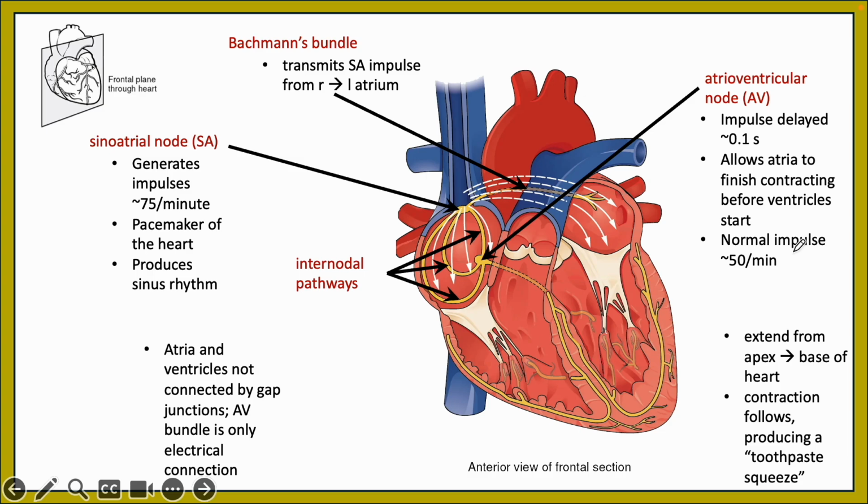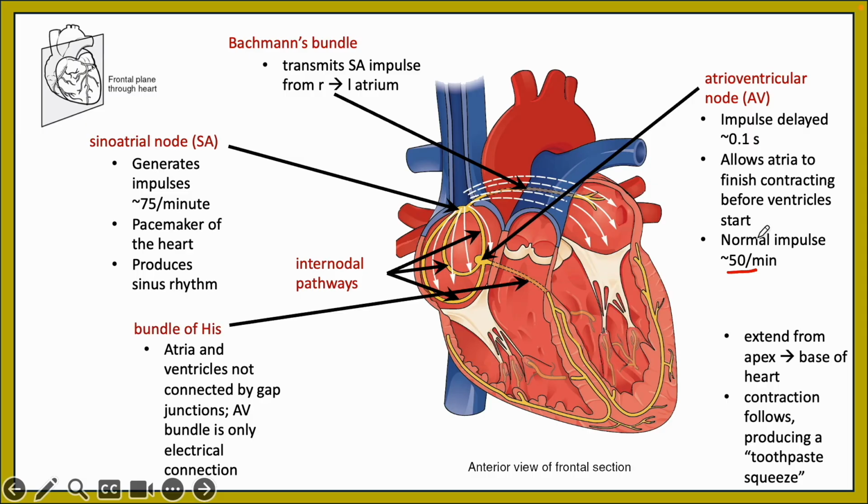Now, it does have a normal conductive depolarization rate of about 50 impulses per minute. So this is slower than the SA node. It's still sufficient that if you have a blockage or something that prevents the SA node from transmitting to this, you can still get the heart beating at a regular rhythm, but it is generally slower than what you'd want. So the pacemaker of the SA node is generally going to rule over this, since this is slower.